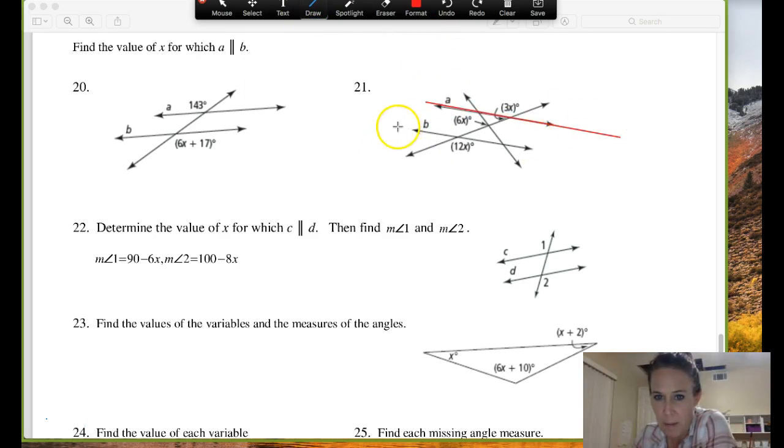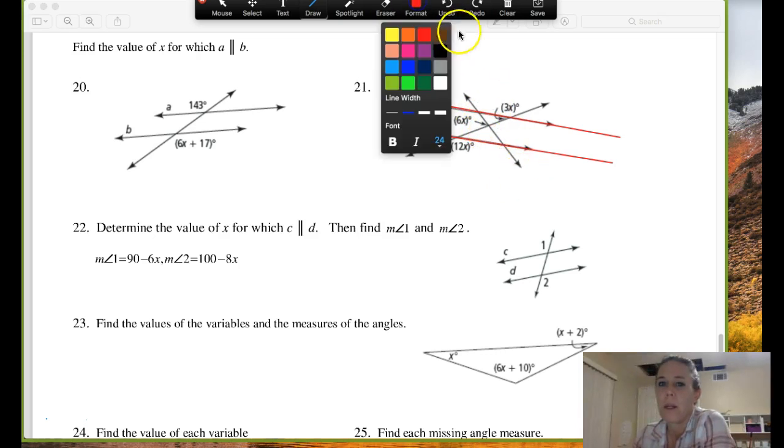I need A parallel to B. That's what I need. Okay. Now, if this was my transversal, I would need information about these two angles or these two angles right here. And I don't have any of that. I have information about this angle. It doesn't even touch this parallel line. Okay, so I'm going to go with not that transversal.